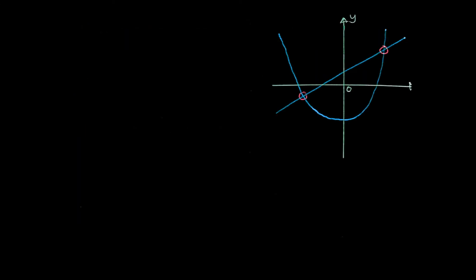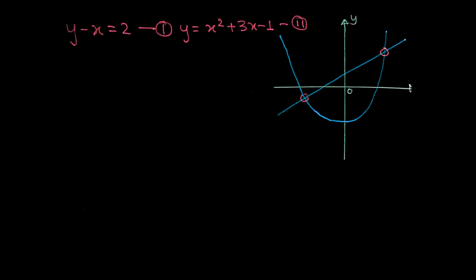Now, let us see how we can solve a linear and a quadratic equation simultaneously. After solving a quadratic and a linear equation simultaneously, the values of x and y we find will indicate the points where the line and the curve touch or cut each other. By using the example of the line y minus x is equal to 2 and the curve y is equal to x squared plus 3x minus 1, I will explain the procedure on how to find the solutions or the intersection points of the curve and the line.